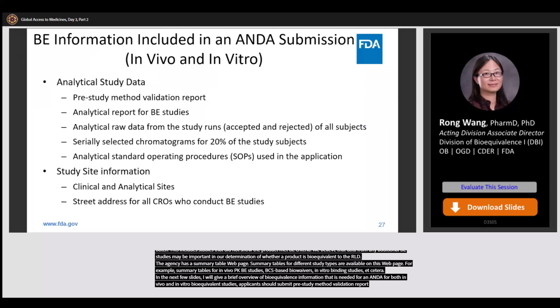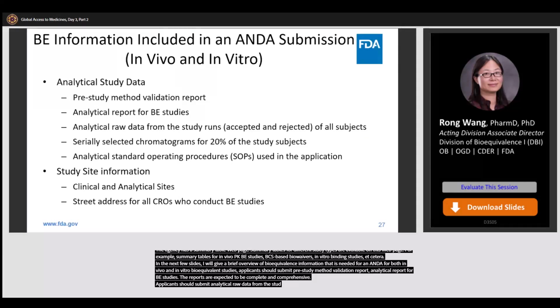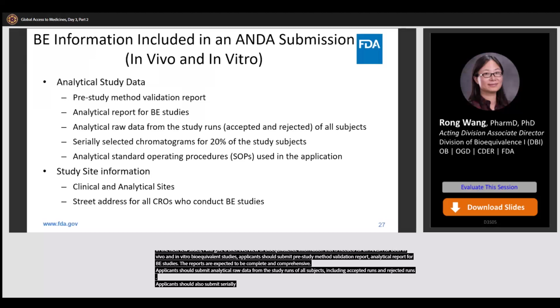The reports are expected to be complete and comprehensive. Applicants should submit analytical raw data from the study runs of all subjects, including accepted runs and rejected runs. Applicants should also submit serially selected chromatograms for at least 20% of the study subjects, if applicable.